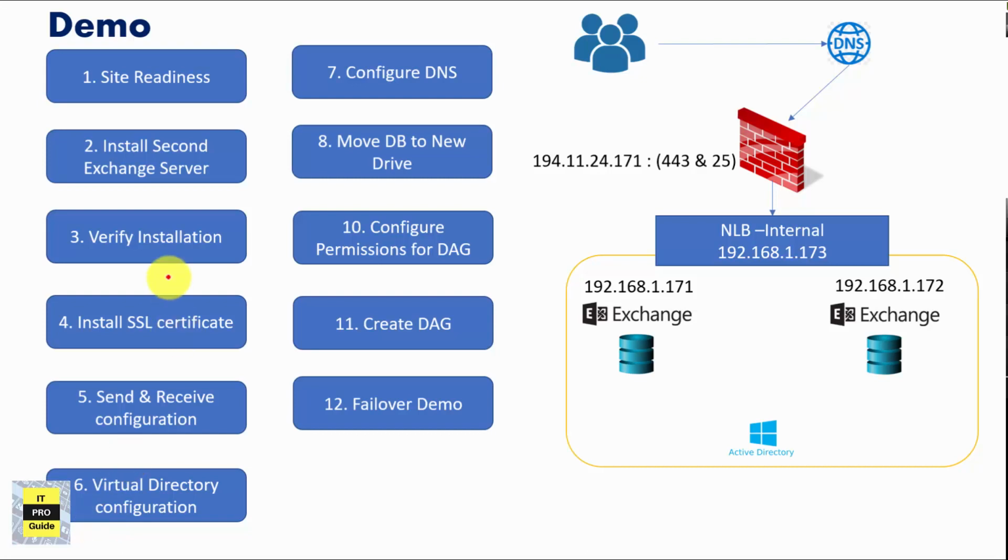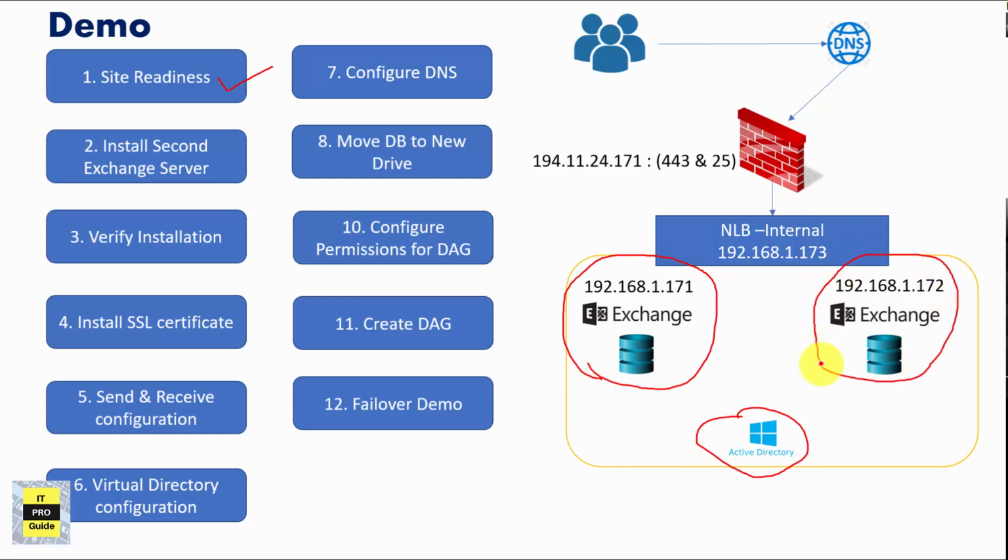So now let us see a demonstration on how to configure a second Exchange server and how to configure high availability using database availability group. The first step is we're going to check the site readiness. For example, I have an Exchange server running with an Active Directory. This is what I have in my site, and I'm going to add a second Exchange server. Here we start the demonstration.